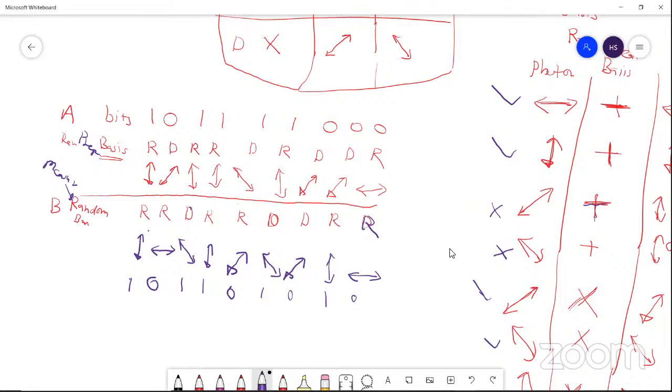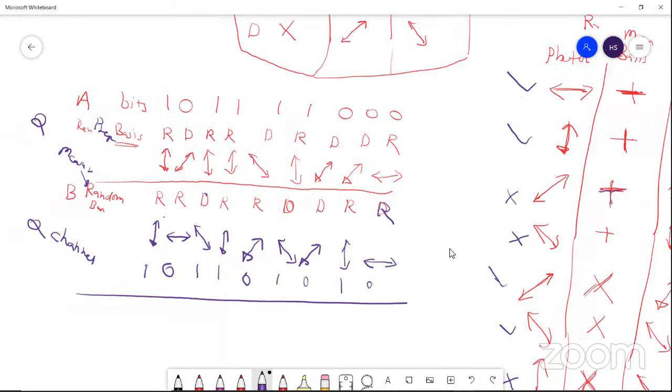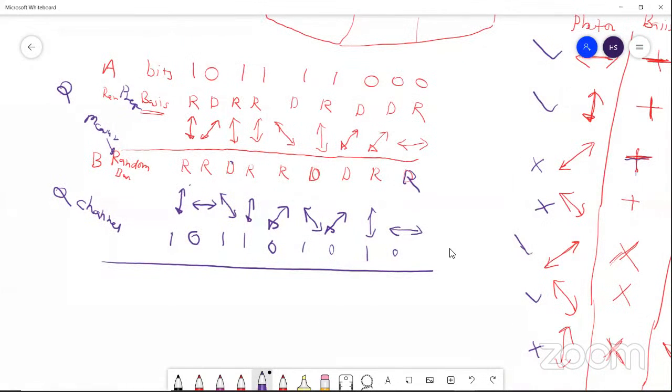Bob also chooses a random basis and measures them. Now this has happened on the quantum channel. This was the quantum channel. Now everything else will happen on the classical channel. In the classical channel, Bob will say, I chose this basis at this time. So Bob is disclosing his basis.